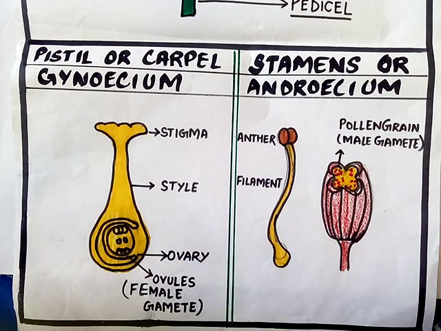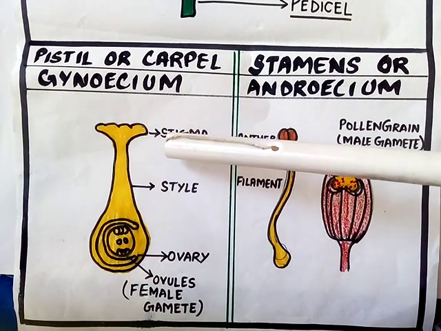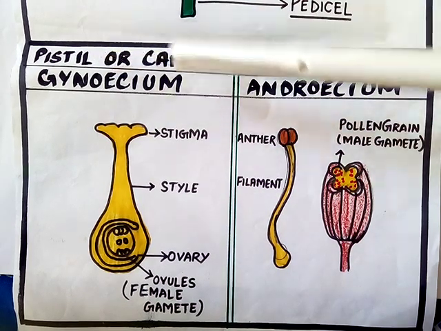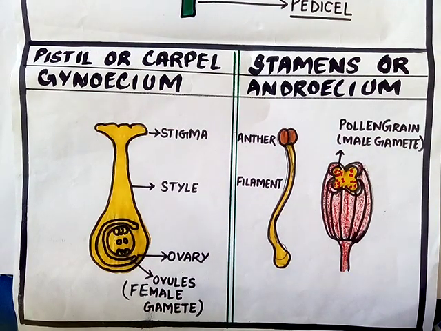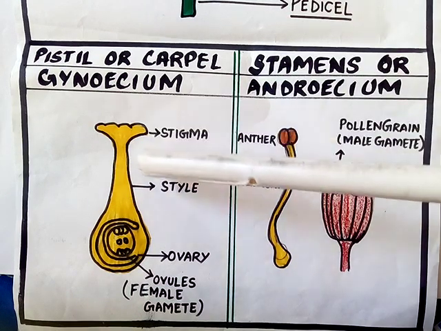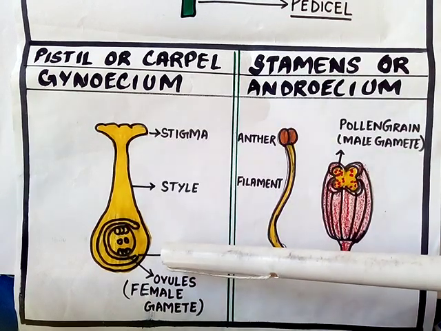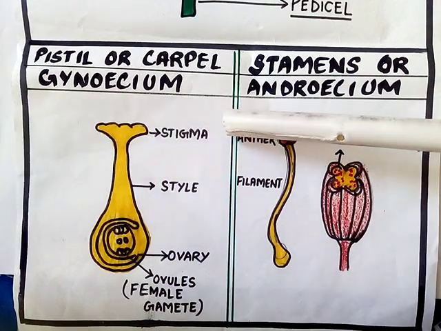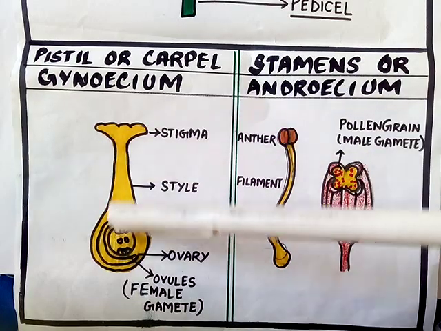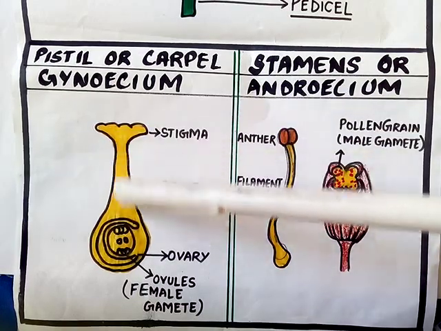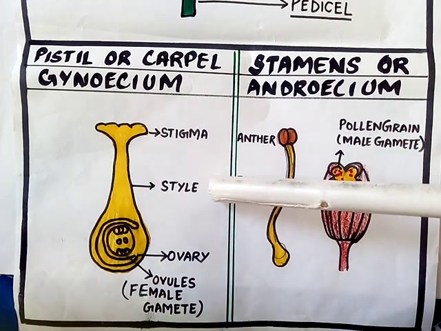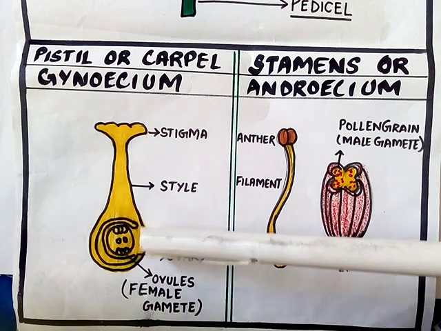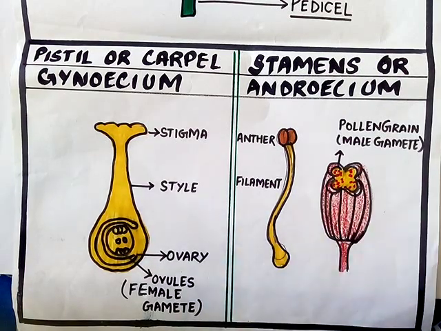The fourth whorl of the flower is the female reproductive part of the flower. The carpel is also known as the pistil or gynoecium. It is differentiated into three parts. The upper portion, which receives pollen grains, is known as the stigma. The long tubular part is known as the style. And there is the ovary, which produces ovules, which contain the female gametes.